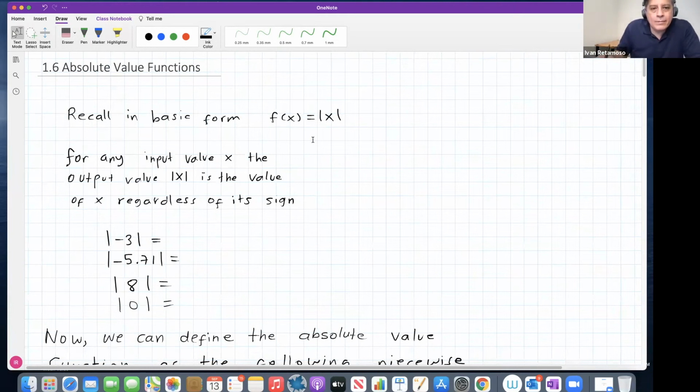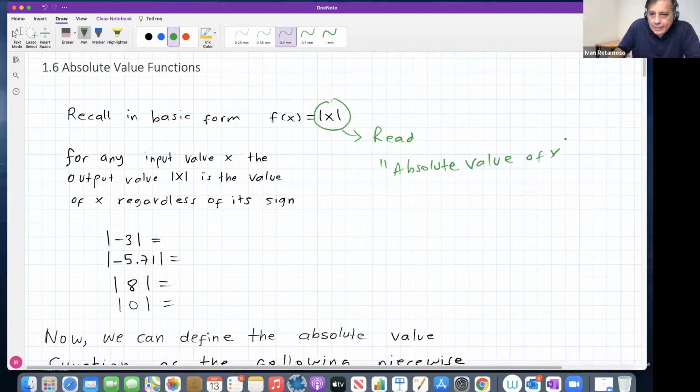Absolute value function, recall, in its basic form is this: f of x equals absolute value of x, where these two bars surrounding the real number mean absolute value, right? This is red, absolute value of x, absolute value of x. What does this operator do?